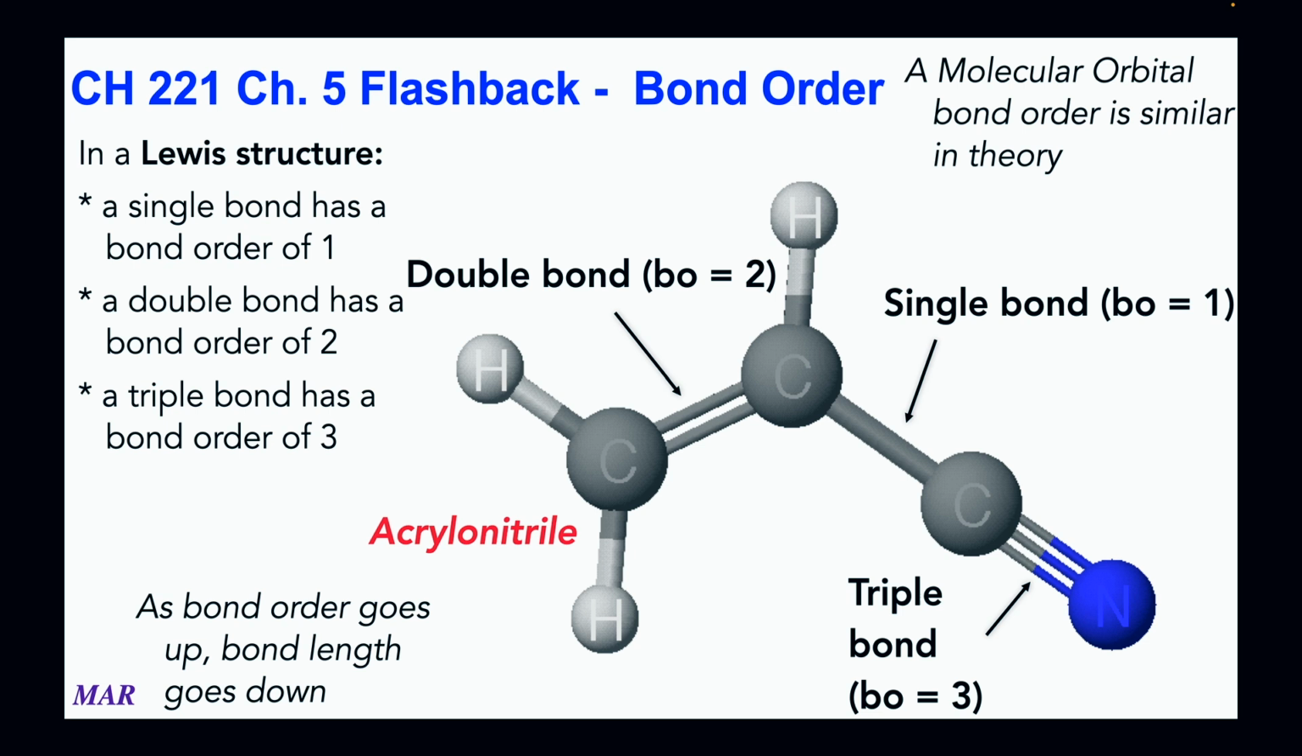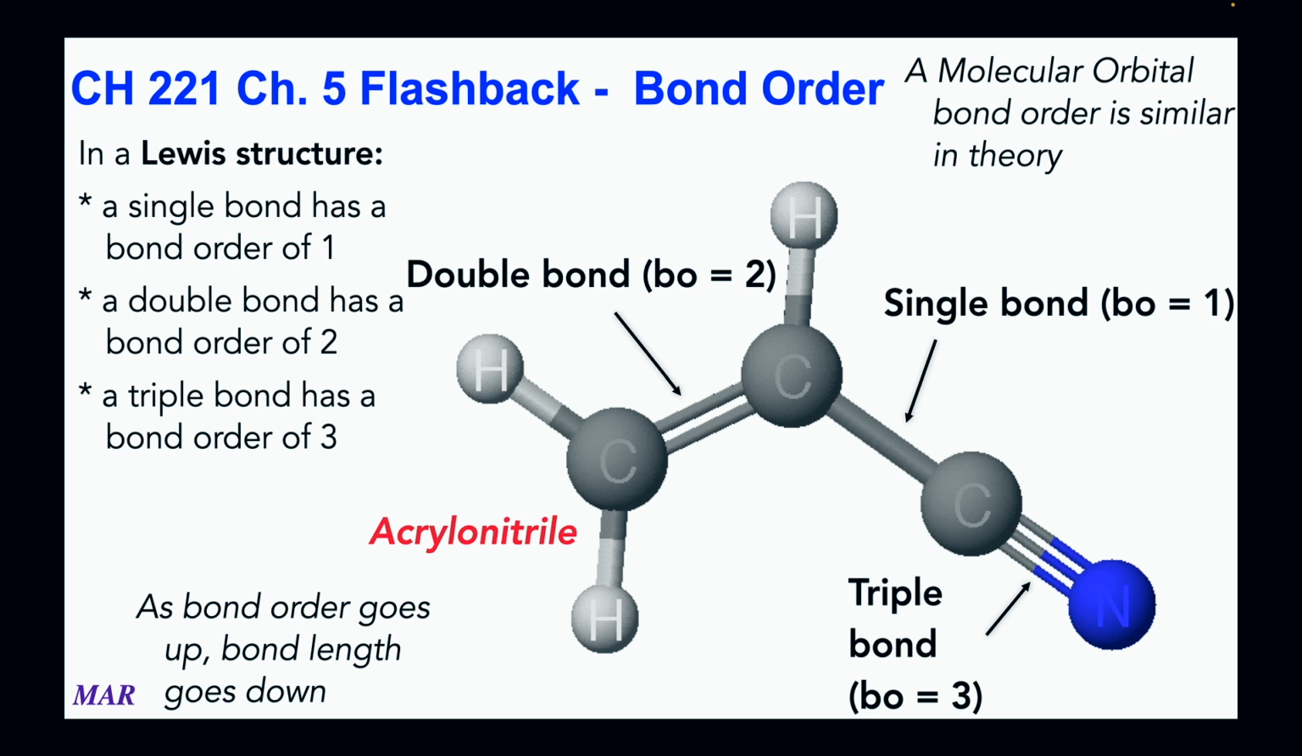Now, in Chemistry 221, we very briefly looked in Chapter 5 at this slide right here. And I talked about at the time a comparison that you can make between molecular orbital theory and Lewis structures. And we talked about how the triple bond there in acrylonitrile had a bond order of 3, while the bond order of 2 represents a double bond. And most of these bonds were single bonds, bond order 1, all right?